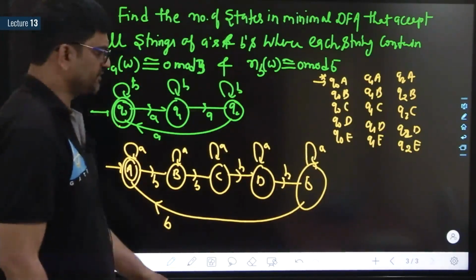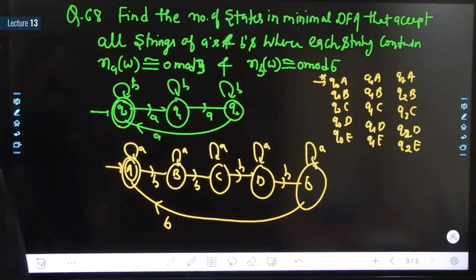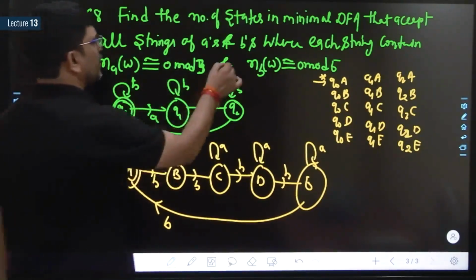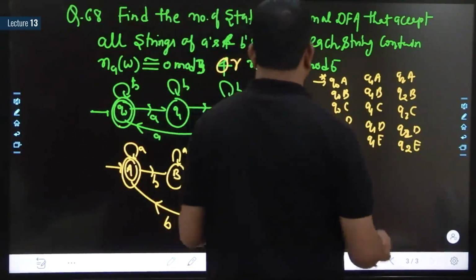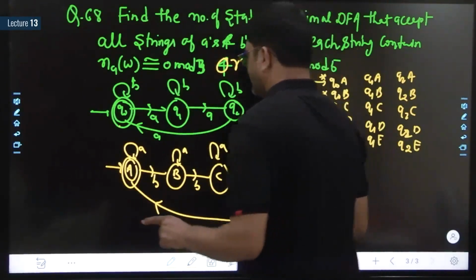Now, another question. Find out the number of final states in the minimal DFA that accepts all strings of A's and B's where each string contains number of A's congruent to 0 mod 3 or number of B's congruent to 0 mod 5. Then how many states are final? In case of OR, this is final, this is final, this is final, this is final. Clear?